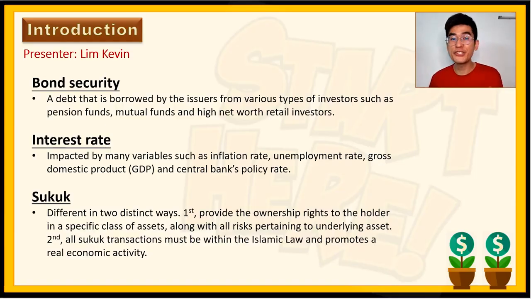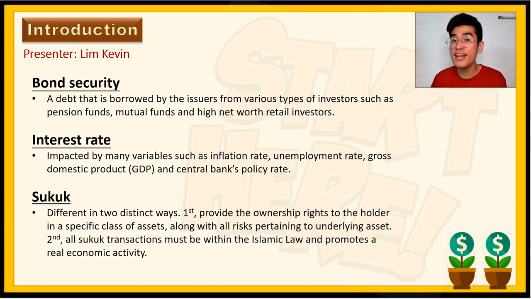First of all, we are going to introduce you to some of the key terms that were used in the entire project. Firstly, bond security. Bond security is a debt that is borrowed by the issuers, typically privately-owned firms and government. In the bond market, there are two types, where the first one is the primary and the second one is the secondary market.